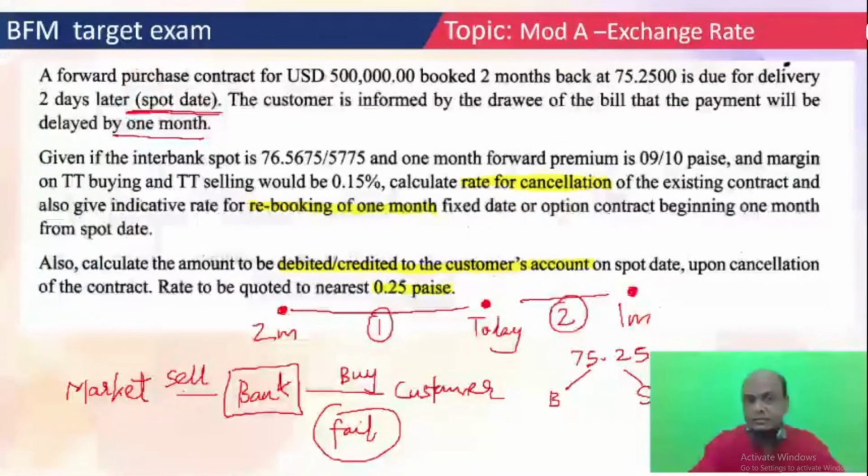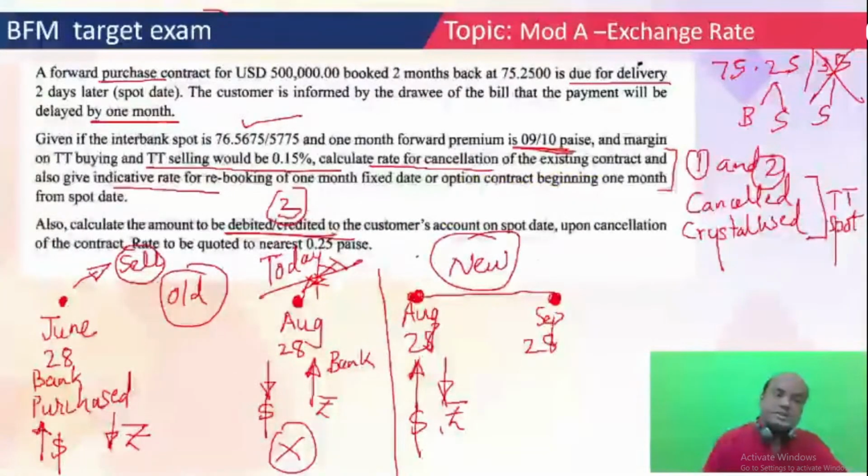Now look at it. Again we'll go back and forth many times. Now let's say I'm taking one example. Let's say this is 28th August, today. This contract was booked 2 months back. So June 28th, this contract was booked.